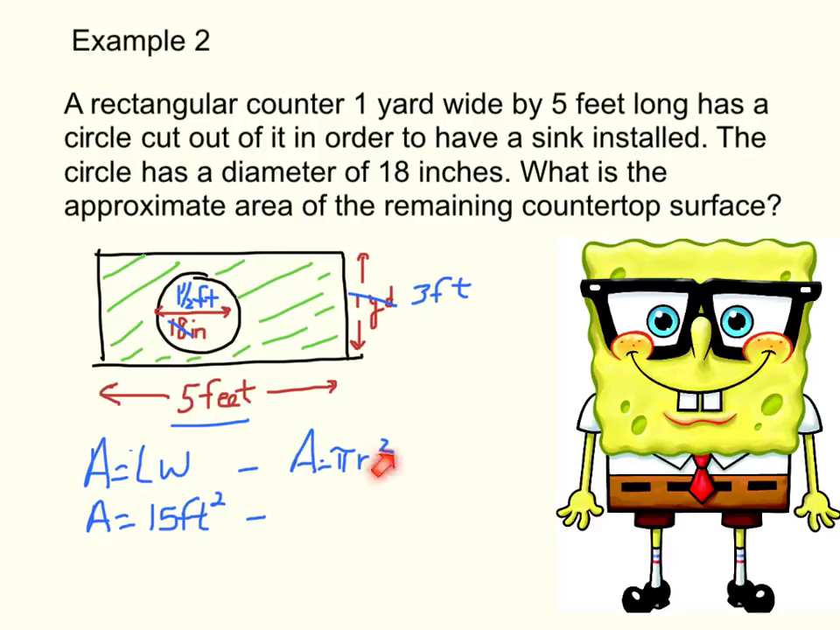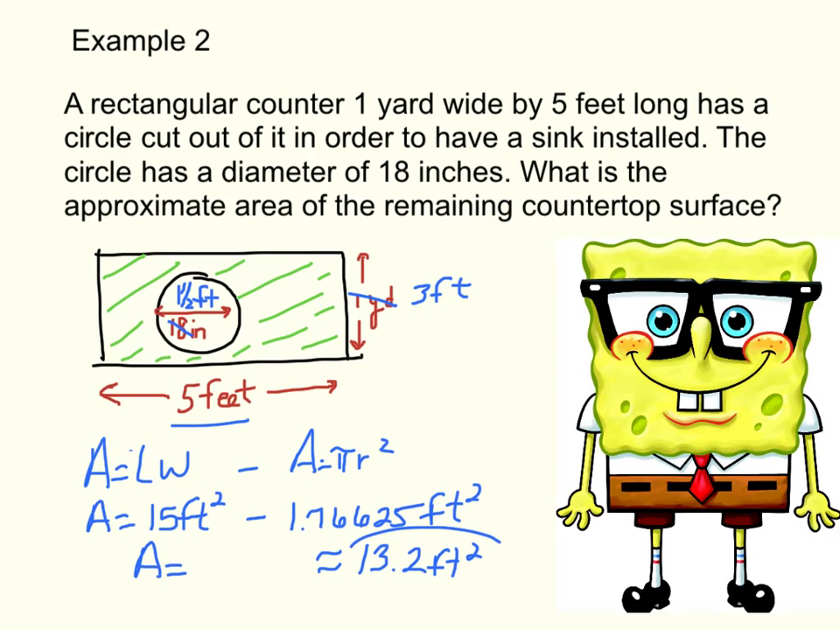So we take 0.75 squared times 3.14, and that gives me an area of the circle of 1.76625 feet squared. We subtract them, 15 minus that decimal, and we get approximately, if we wrote the whole thing down, it would be 13.23375, but we can say approximately 13 2/10 or 13.2 squared feet of counter space left.